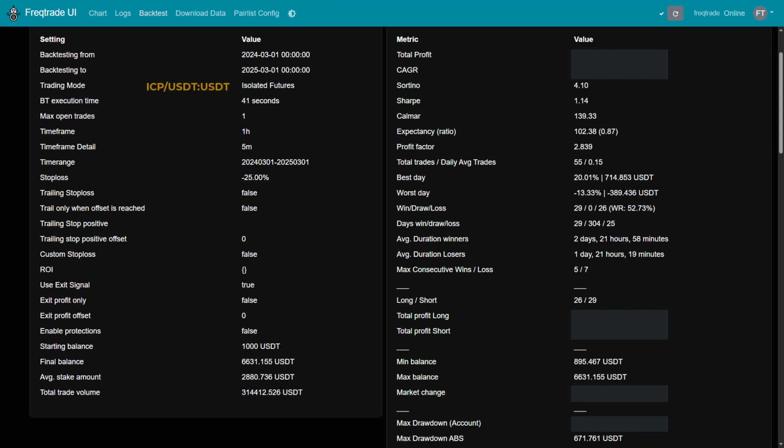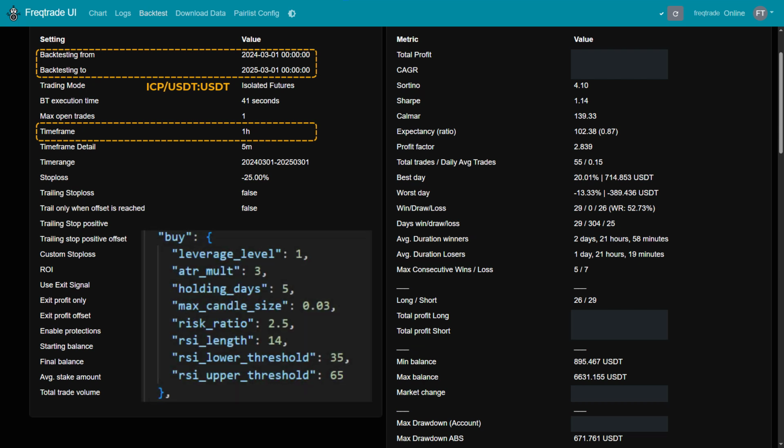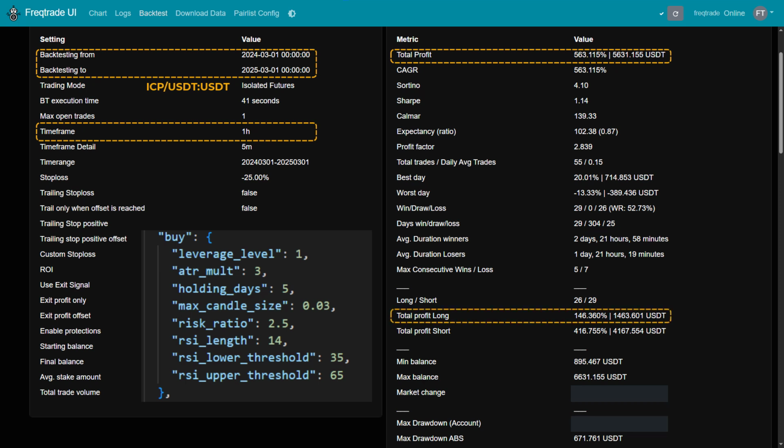We ran this on ICP perpetual futures, using a 1-hour time frame over the past 1 year with this optimized setting, and here's the result. The strategy achieved an impressive 563% total return over the backtesting period. Long positions, 146% total profit.